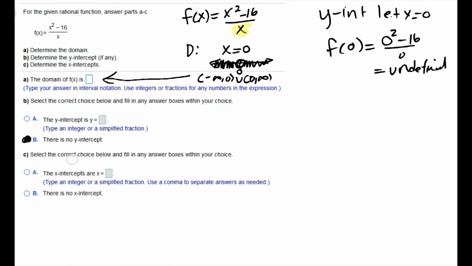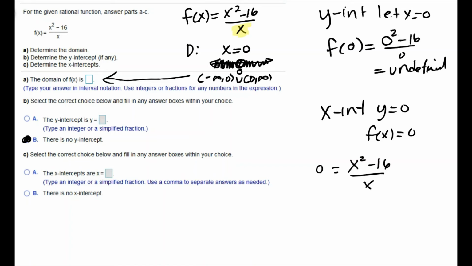The next part says select the correct choice. We want to find our x-intercepts. So to find an x-intercept, we let y equal 0, or f of x equals 0. So we're setting our whole function equal to 0. It looks a little complicated to solve at first because of the fraction, but we just need to multiply both sides by that denominator. When we do that, 0 times that denominator is 0, and on the other side, those denominators cancel each other out. So we get x squared minus 16 equals 0.